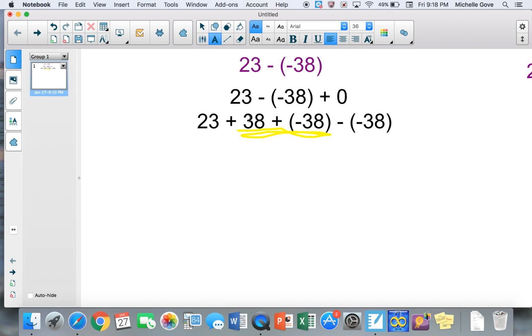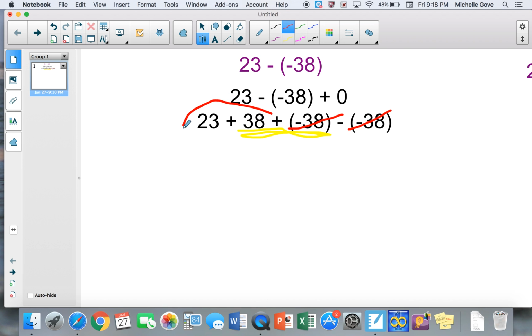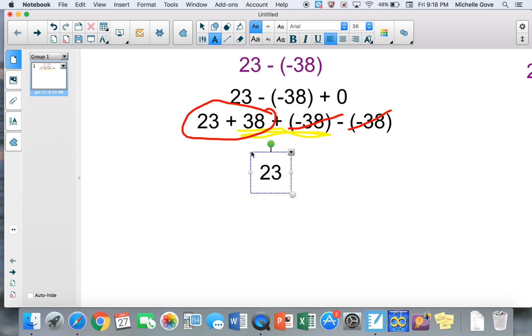So now looking at the problem, I have 23 positives, 38 positives, 38 negatives, and I need to take away 38 negatives. So now I'm going to take these away, which is really getting rid of this as well because that was our instructions to take this away. And all we're left with is right here. And so our problem now is 23 plus 38.